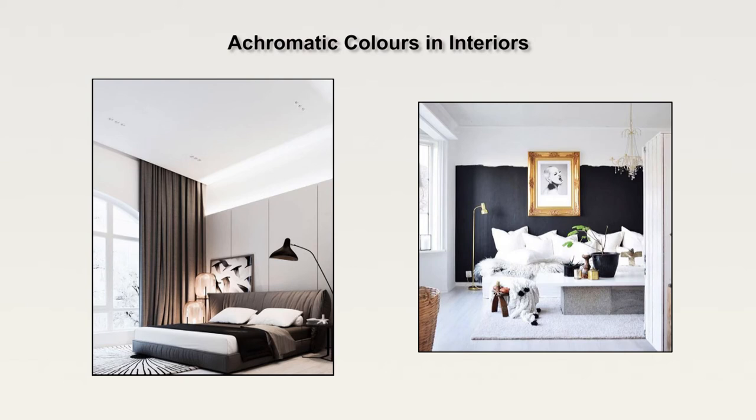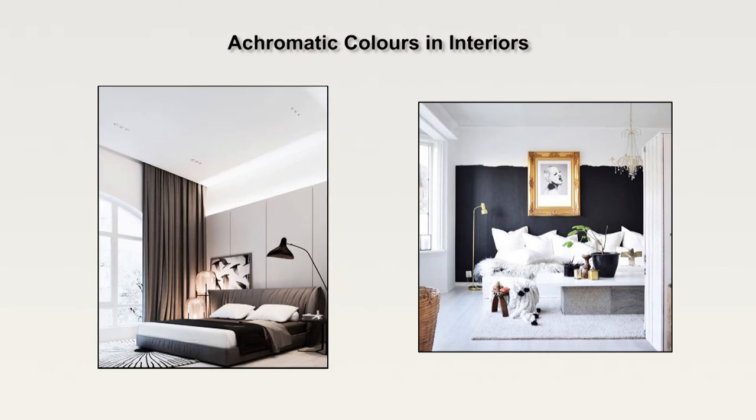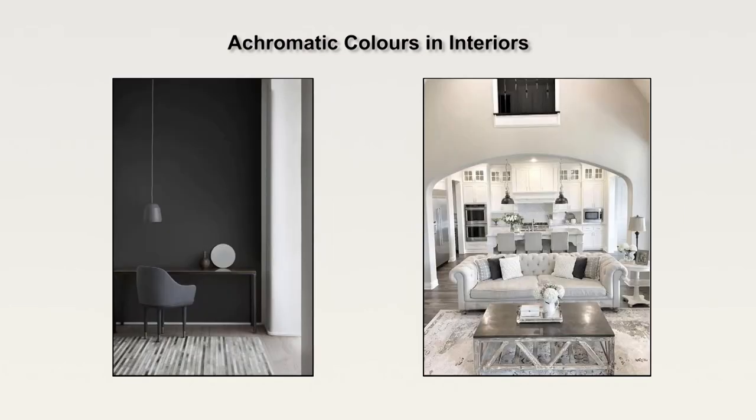We have already seen that by adding a lot of gray, the intensity becomes less, and such hues can also be called neutral. Please observe these interior images using achromatic color combinations.